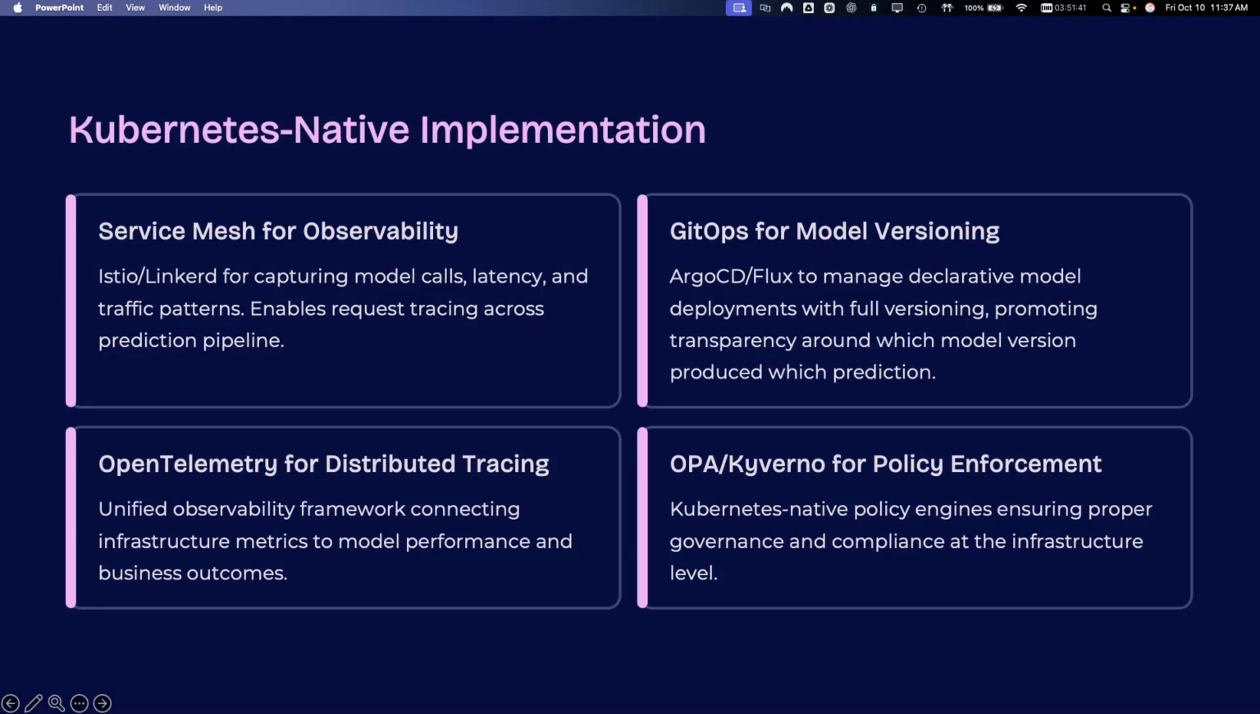Service mesh, like Istio or Linkerd, to capture model traffic, latency, and trace requests. GitOps, like Argo or Flux, for version control of models, to trace which version did what. OpenTelemetry for unified tracing from infrastructure to business outcomes. OPA or Keda to enforce governance, adapt thresholds, and secure the pipelines. Together, these tools operationalize trust.